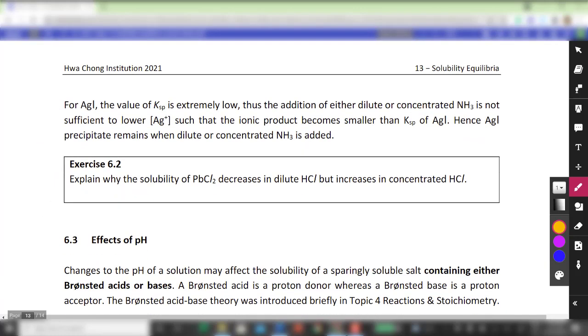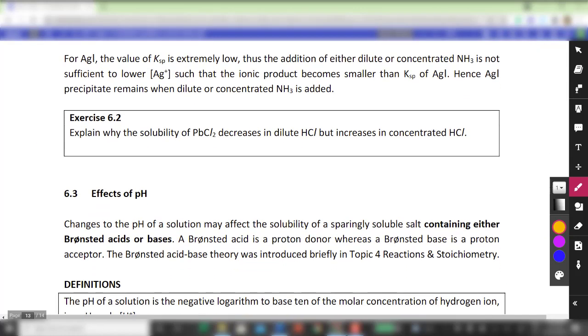Then we'll move on to exercise 6.2. I think you should be able to read this on your own. For exercise 6.2, you are asked to explain why the solubility of lead chloride decreases in dilute hydrochloric acid but increases in concentrated hydrochloric acid. I think it's the same issue. In dilute hydrochloric acid, we have a common ion, which is chloride.